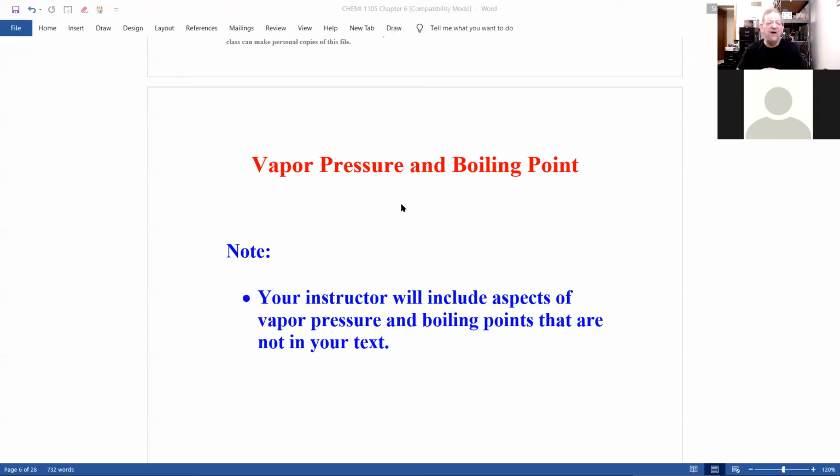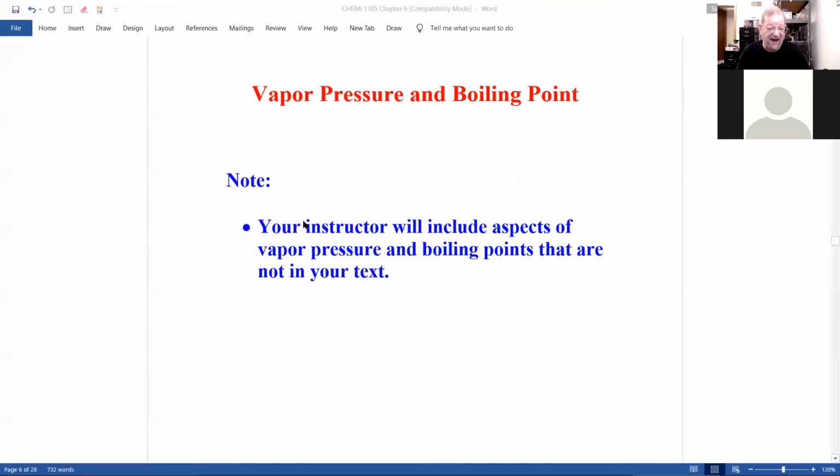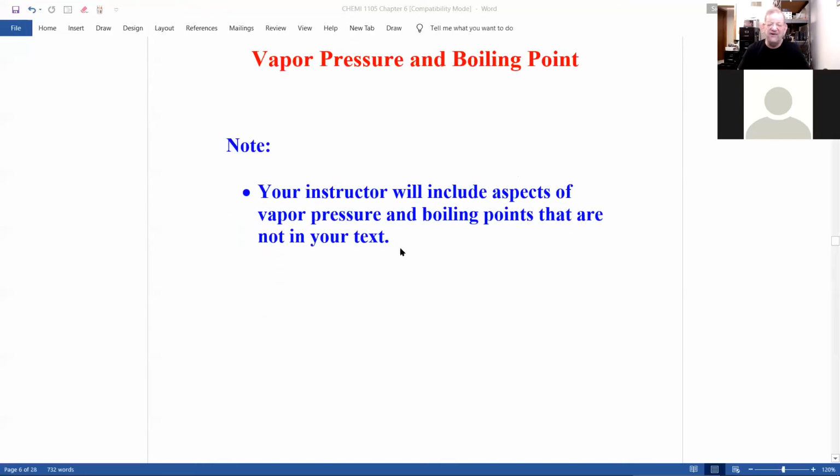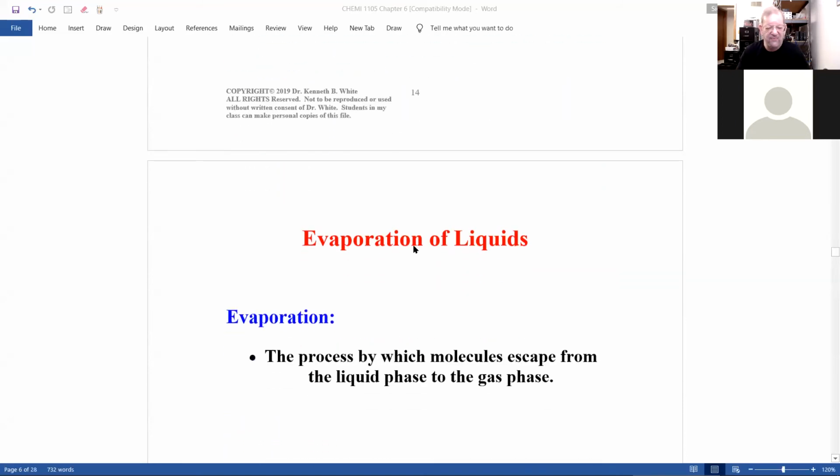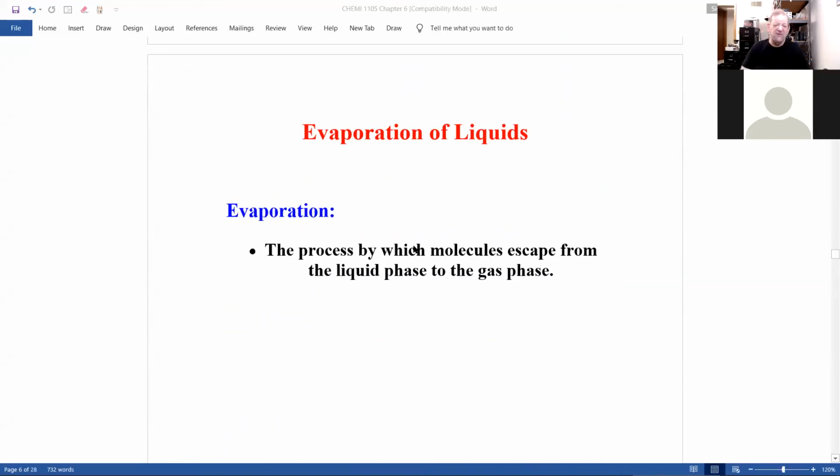All right, when we talk about boiling and vapor pressure, the pressure of vapor, which is really a gas, I'm going to talk about things that are not in the text for those of you reading the textbook. When we talk about liquids, liquids can evaporate. And evaporation is when molecules escape from the liquid phase to become gas.